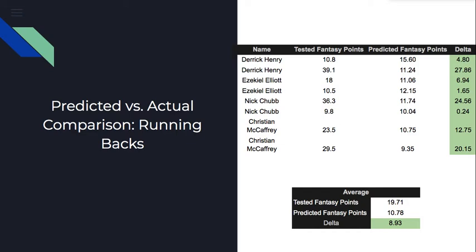The other main thing you should focus on is the average delta down at the bottom, which is basically the difference between actual and predicted, about 9 points. So it's quite a big variance and definitely room for improvement there.